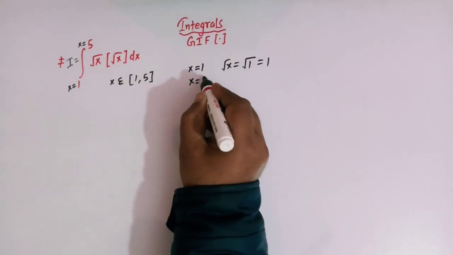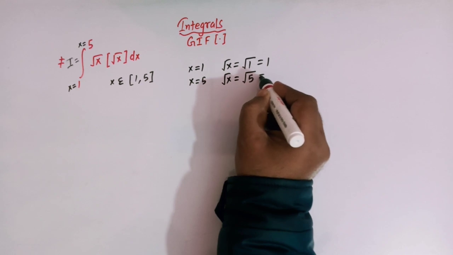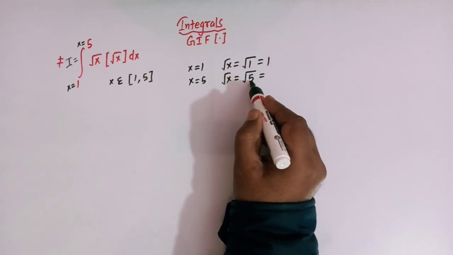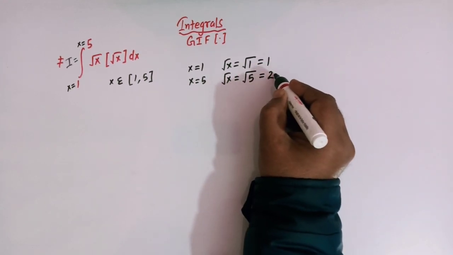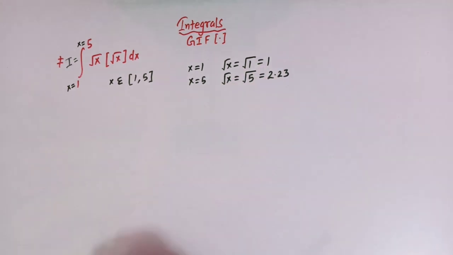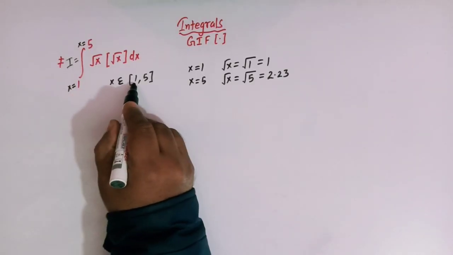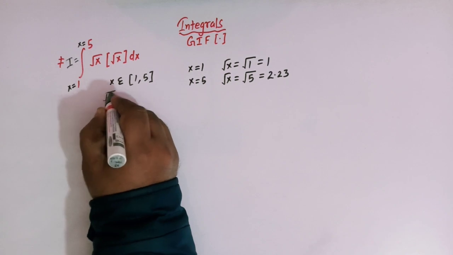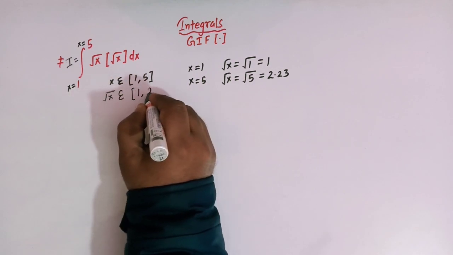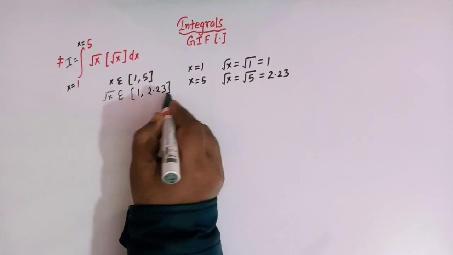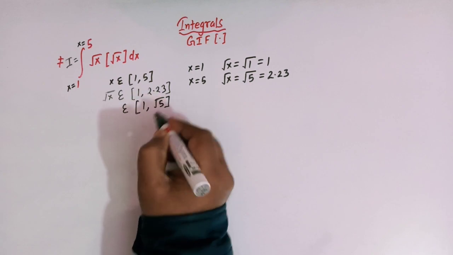And when x is 5, the square root of x is equal to square root of 5, and it is not a perfect square, so we'll take the approximate value of square root of 5, which is approximately 2.23. So we see that when x varies from 1 to 5, the square root of x varies from 1 to 2.23. We can also write it as 1 to square root of 5.